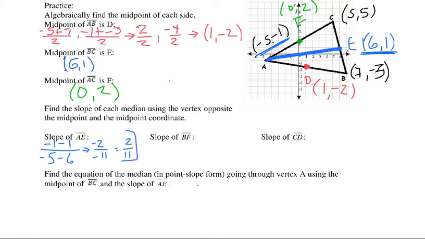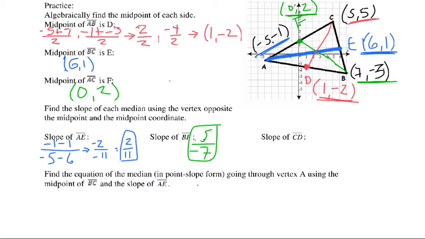Now I want you to do the same thing for BF, connecting B to F together, which would be in green. And then you also need to find CD, which would be in red, connecting the vertex to the midpoint together. Your slope of BF, my green one on there, is 5 over negative 7. Next would be the slope of my red line, CD, and you should get a positive 7 over 4.